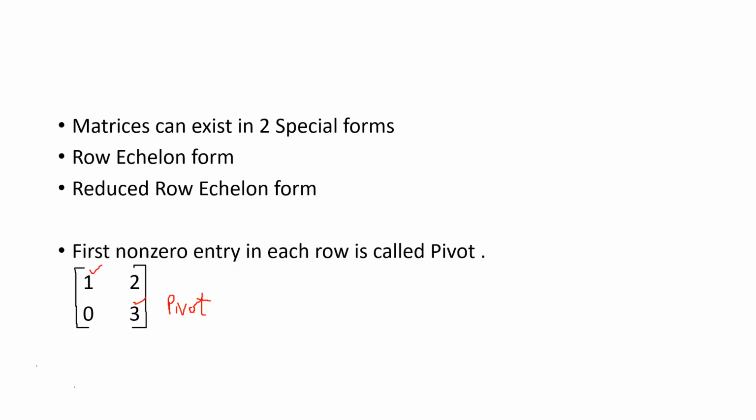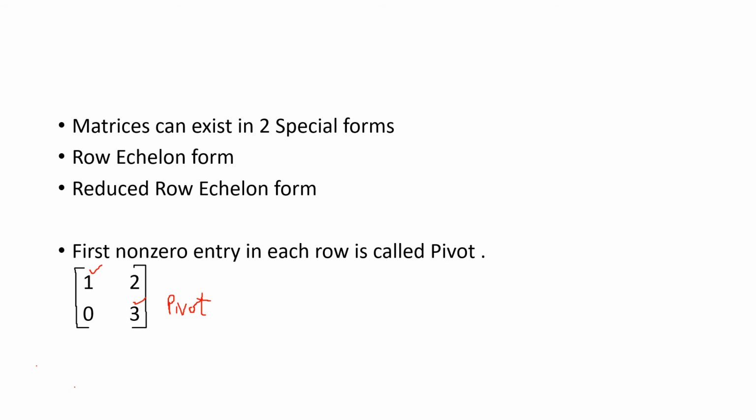Now a matrix can exist in two special forms. They are row echelon form and reduced echelon form. Echelon is pronounced as "echelon" or "echelon". Whichever is comfortable, you can follow. So before going to the details of row echelon form, we can consider what is meant by a pivot.